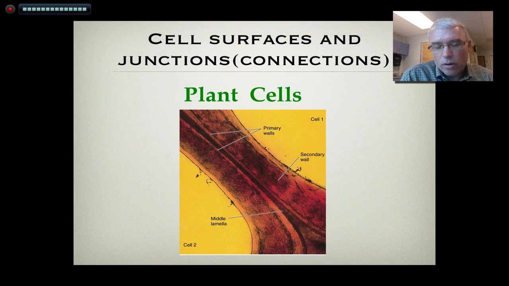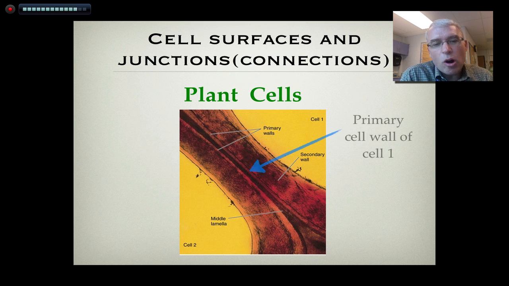The final part of our tour of the cell is going to be what's going on at the surface of cells and at the places where cells touch each other, which we'll call cell junctions. And we're going to look at plant cells first. Plant cells, of course, are distinguished by their cell walls, something that's absent in animal cells. And the cell walls are made up of parts.